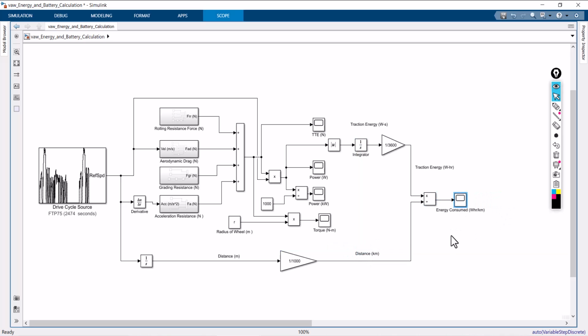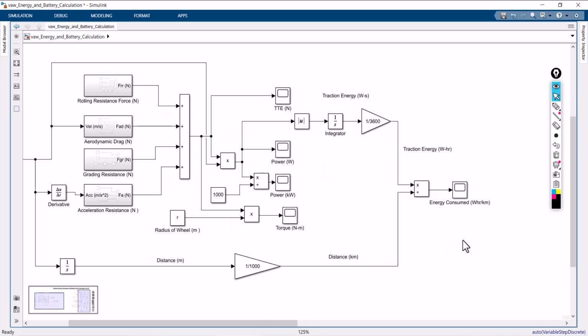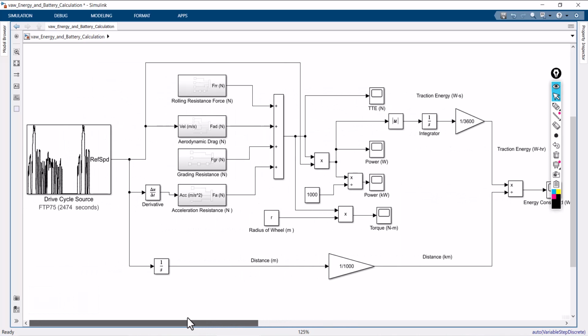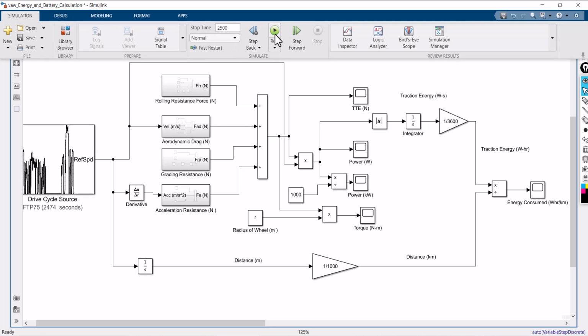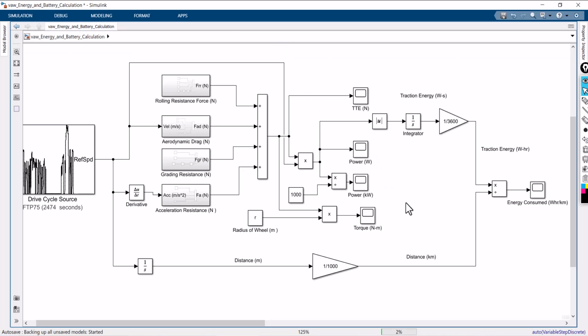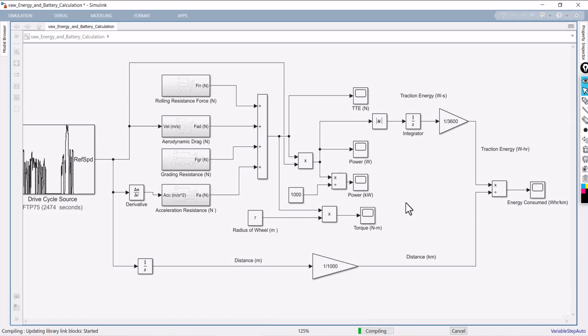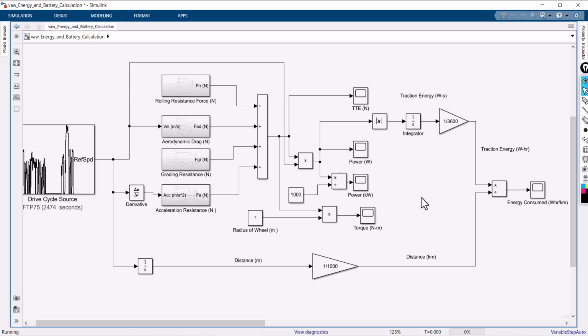Fine. So once you run it, you can come to know how much energy is consumed by the vehicle. Now double click the energy consumed.